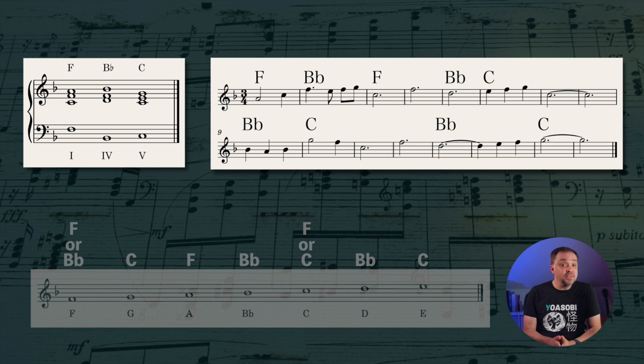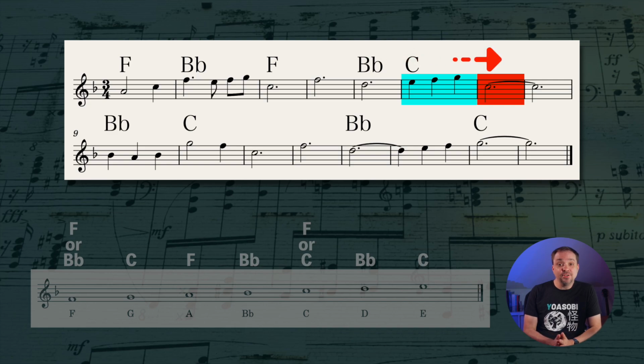Jumping ahead to bars 7 and 8, we have the pitch C. That can be either F major or C major. But remember what I said about carrying the same chord over from a weak beat to a strong beat. Using the C immediately after this existing C feels pretty weak. So I'll go with the F in bar 7.